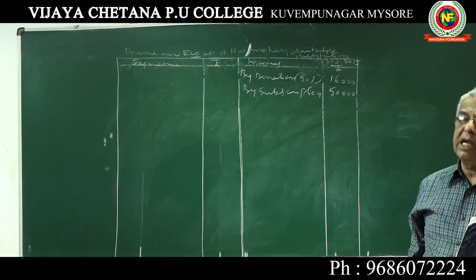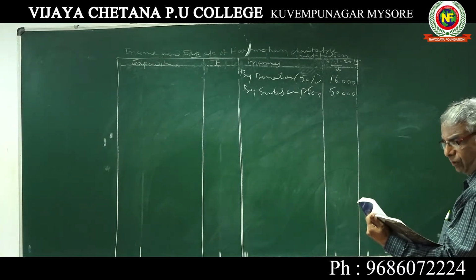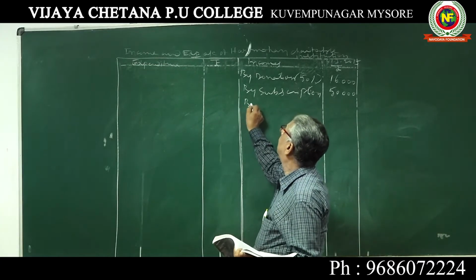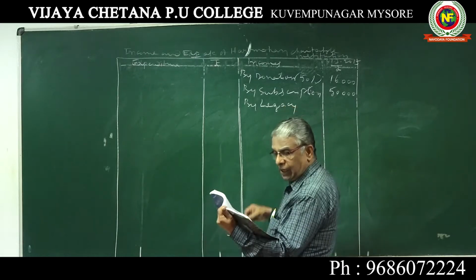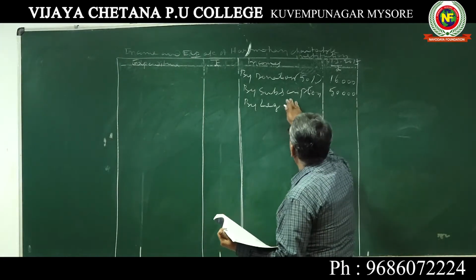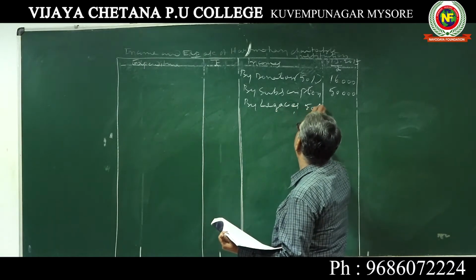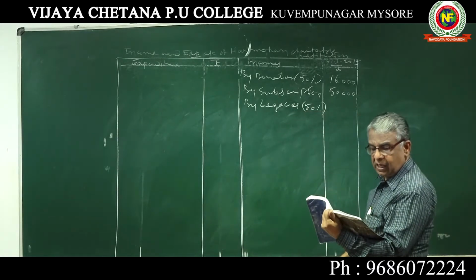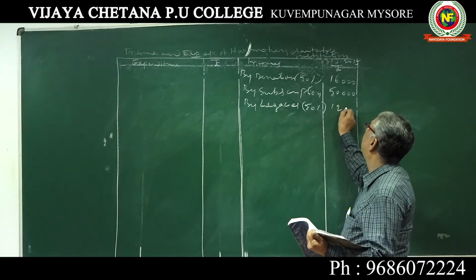And legacies, here he has given 24,000. Regarding legacies, one adjustment: 50% of legacies has to be capitalized. By legacies, 50% he has given. 50% of that, since he has given 24,000, comes to 12,000.